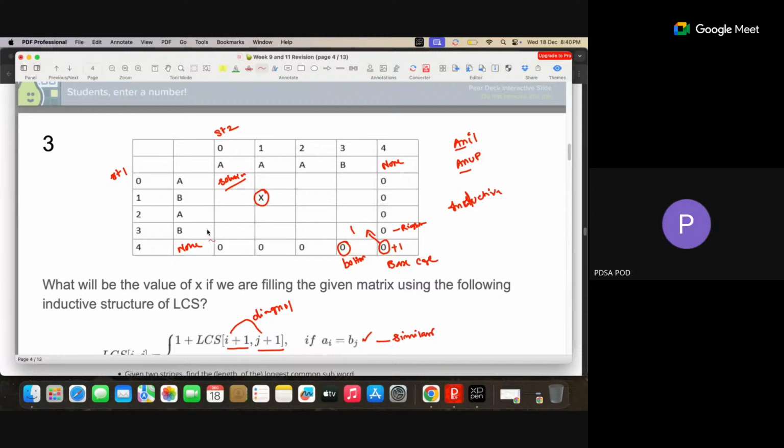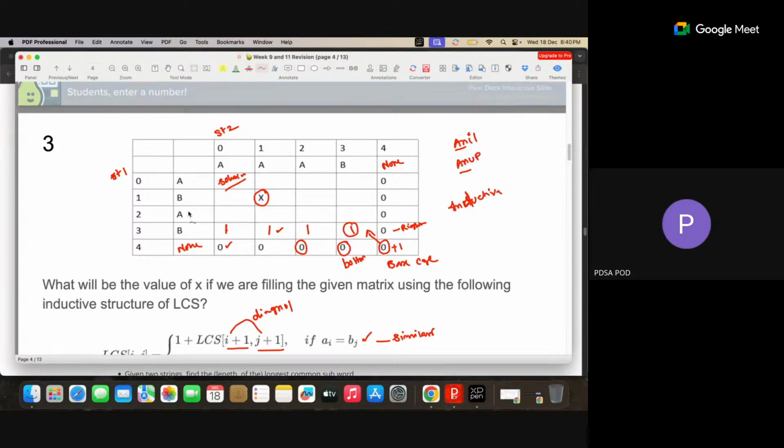Similarly we come to here. Does B match A? No, it's not matching. When it is not matching, out of this one and this one, which is the maximum? 1. So the same 1 carries here. Next one, B is tried with A. Is it matching? No. So out of this, which is the maximum? 1 only. Now B is tried with A. Is it matching? No. Out of this and this, the maximum is 1.